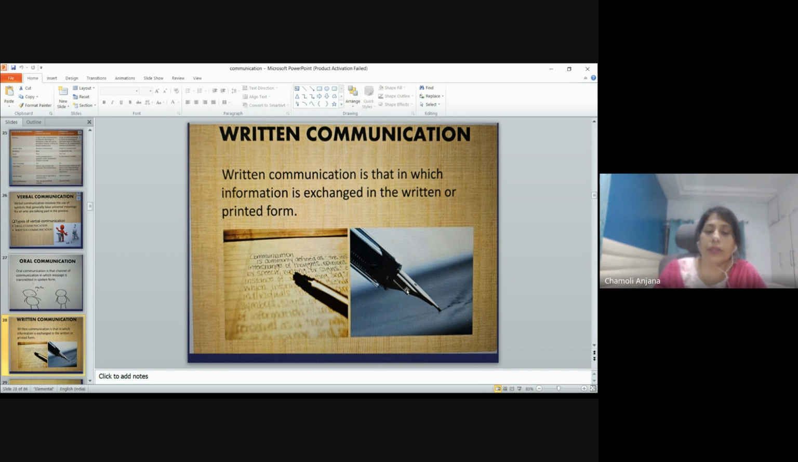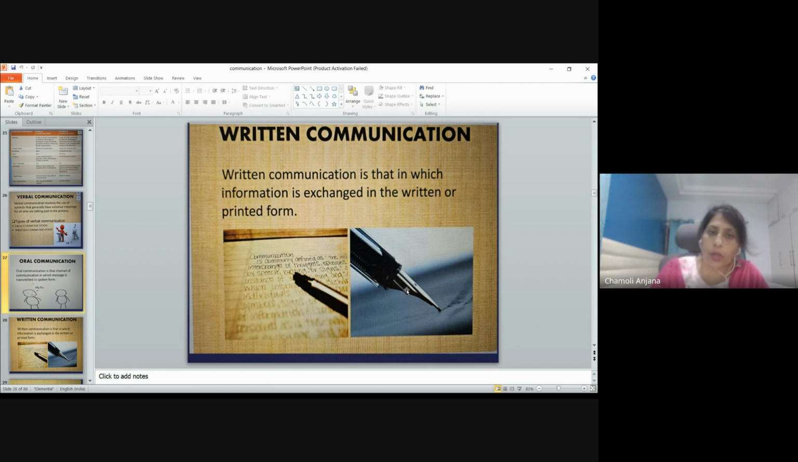That is the reason that in organizations, written communication is used for formal and very simple kinds of communication, like raising an indent, placing an order, or an invoice. All these things, or any sort of agreement or deal between parties, which gives security to both parties. For those things, written communication is used.